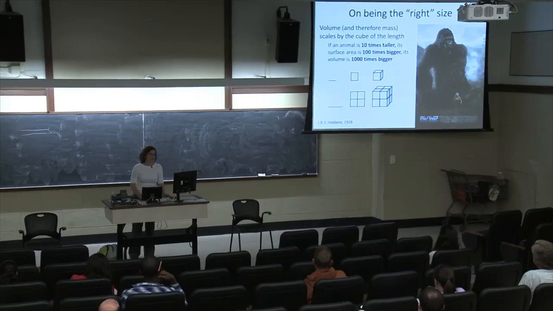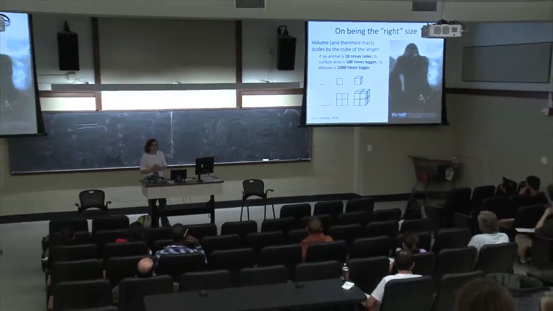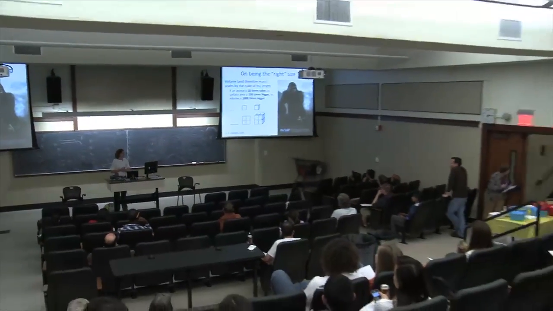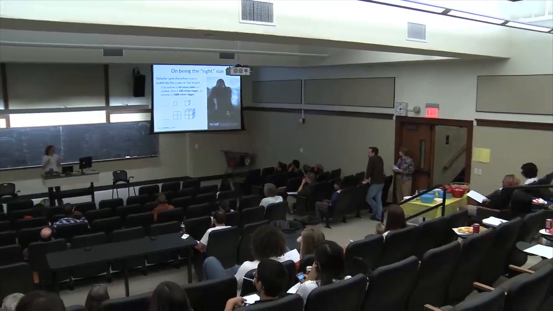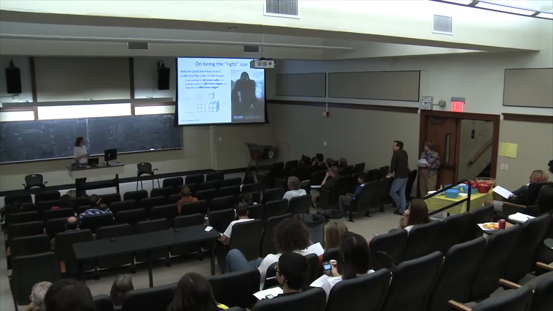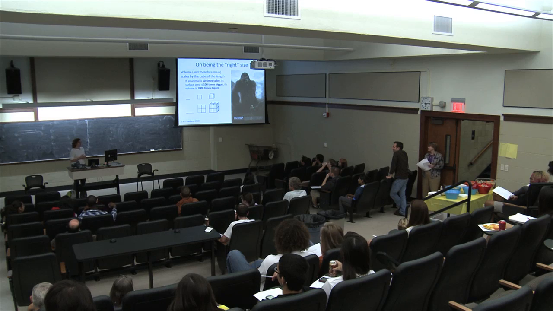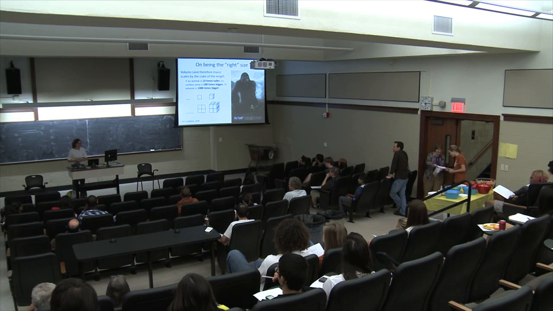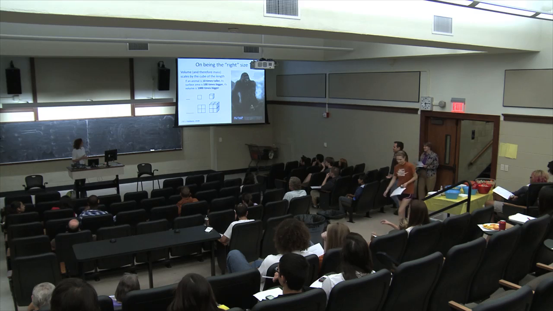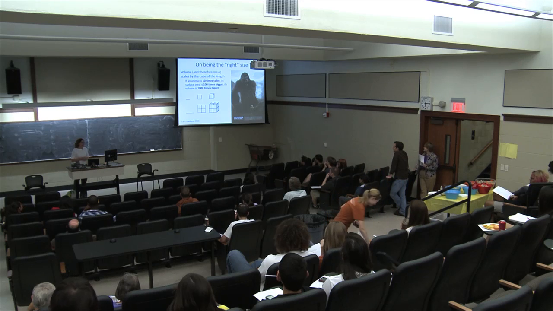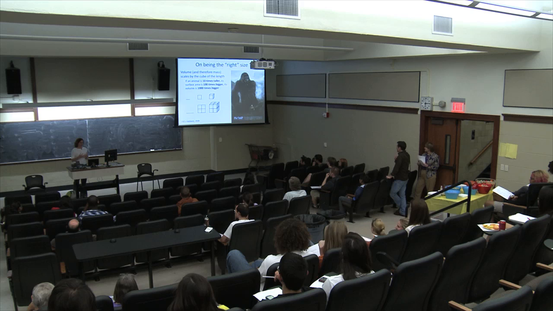Okay, so that first clip showed his footprint, and the second clip showed sort of the size of King Kong. One of the main concepts that seems to apply to all these different movie monsters is looking at being the right size. There's a historical essay from 1928 by John Haldane that talks about how as you increase in length, you increase your volume and therefore your mass with the cube of that increase.